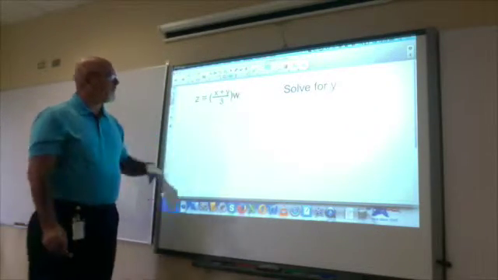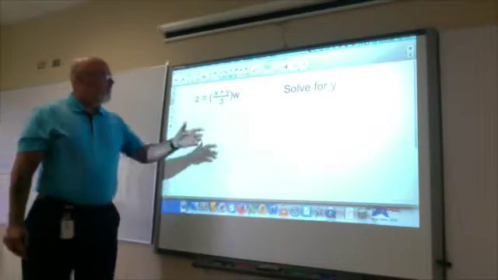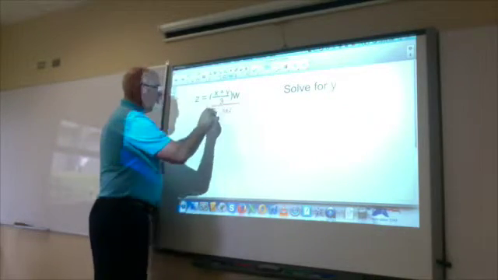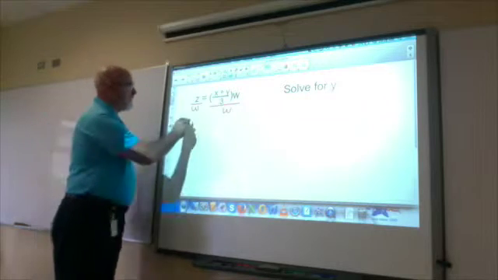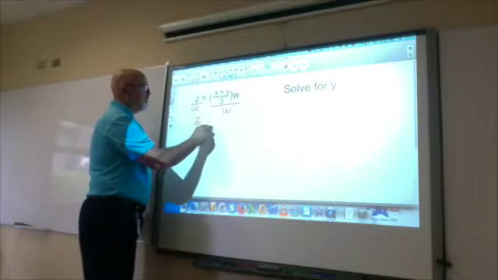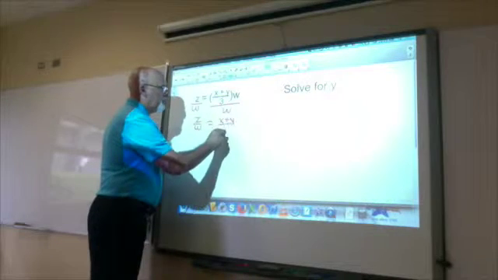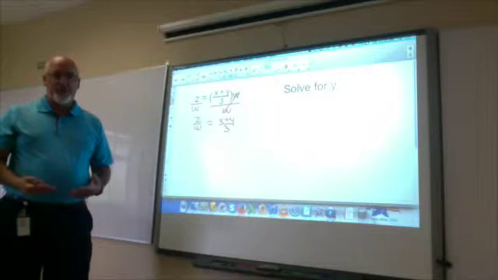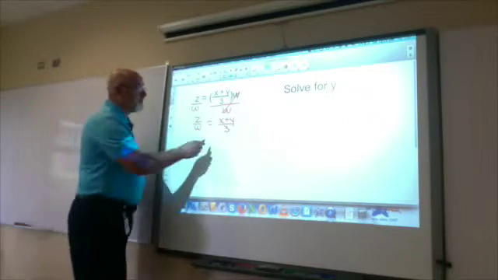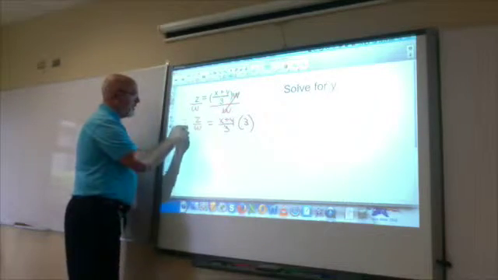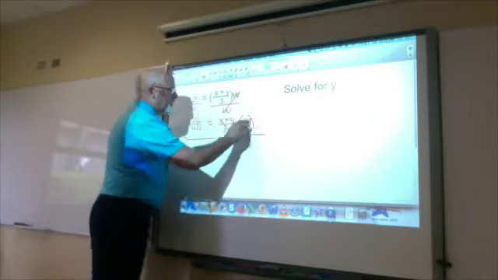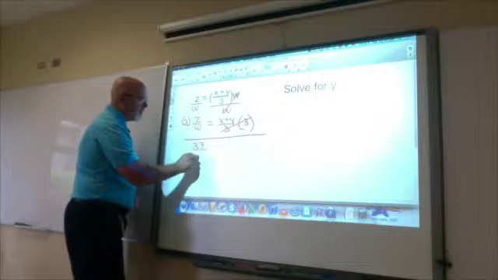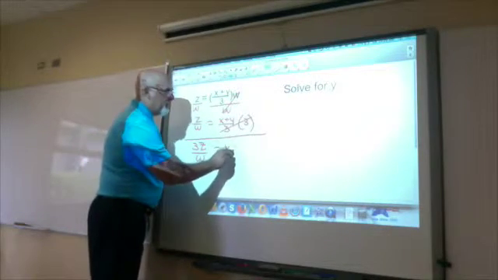Okay, this time we're solving for y. Y is here inside the parentheses. The W is on the outside, so that's something that we can take care of right away. So we divide both sides by W. That gives us Z over W equals X plus Y over 3. Because those cancel each other out. Now we need to get rid of the 3 because remember we're solving for the Y. So we multiply both sides by 3. Those cancel each other out. 3 times Z is 3Z over W equals X plus Y.